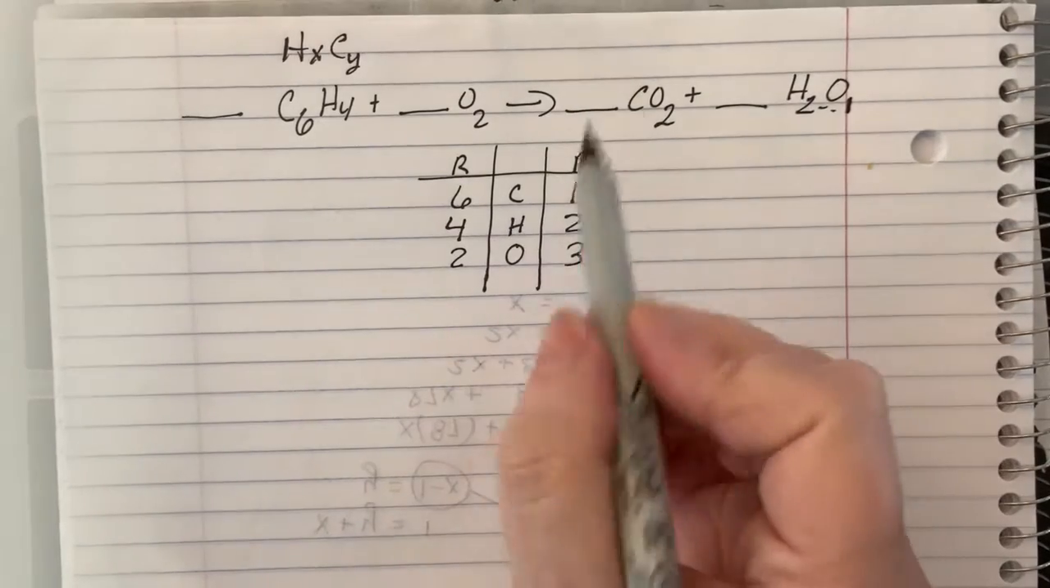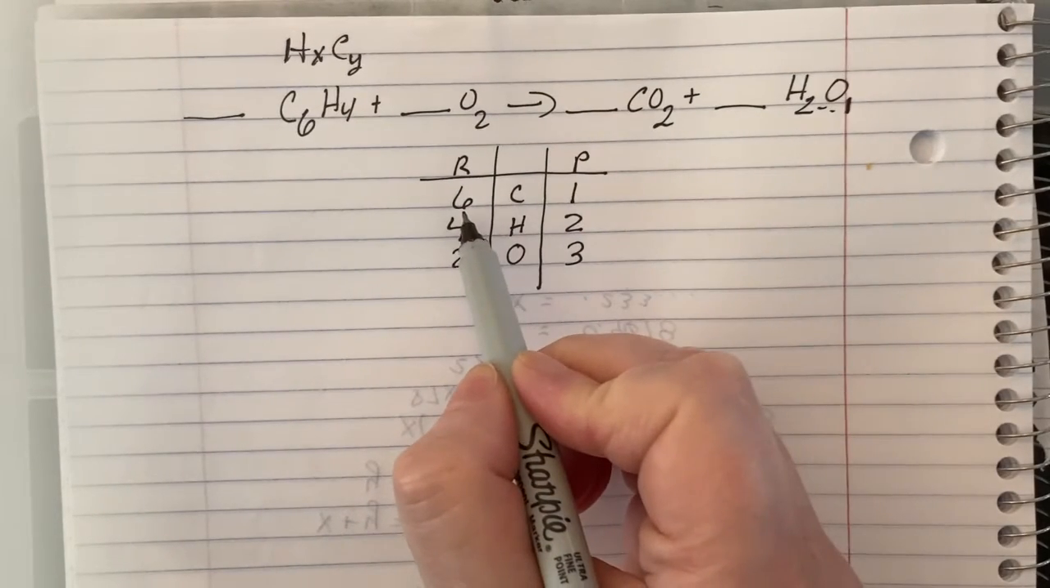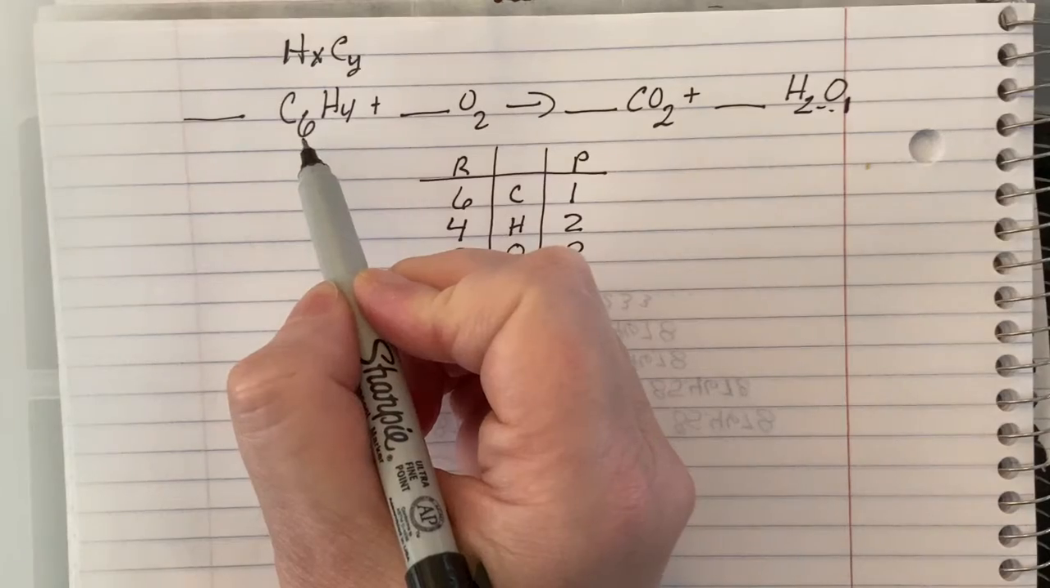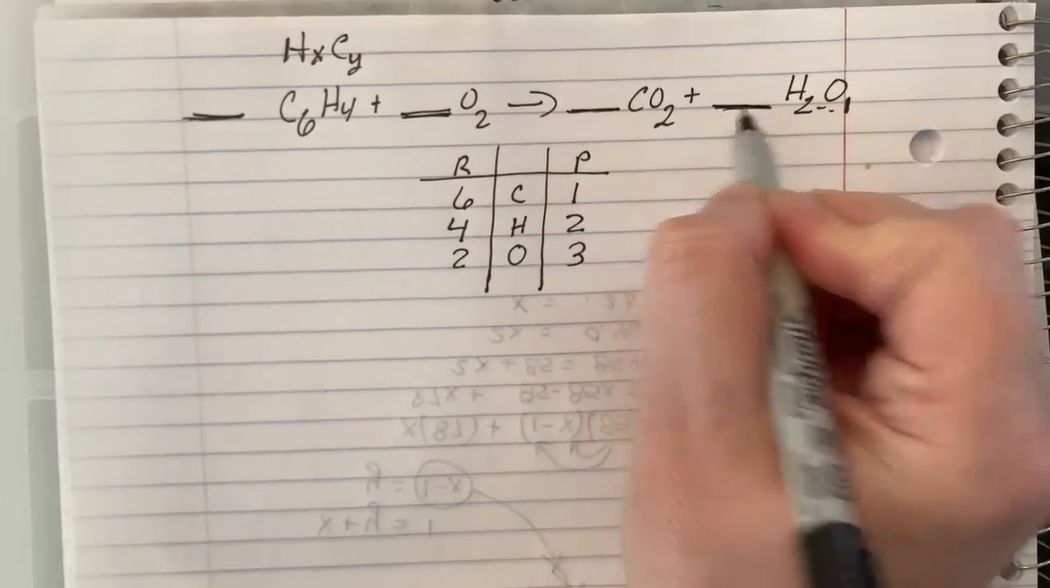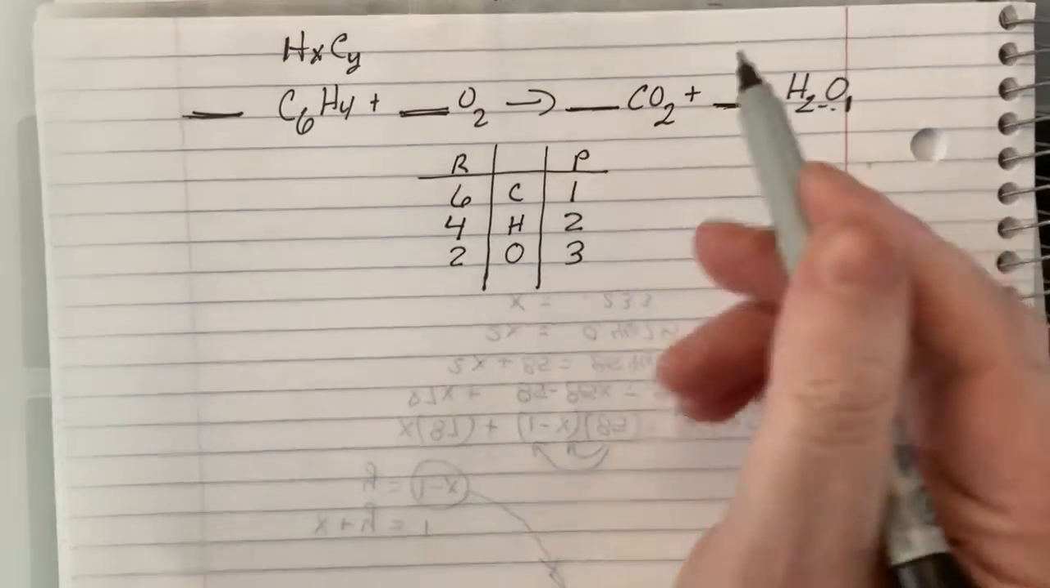Okay, so the first thing I'm going to balance is my carbons. I have 6 on the left. I can't change the subscripts. I can only change the coefficients. After you've written out the words or the compounds or formula, you can only change your coefficients.